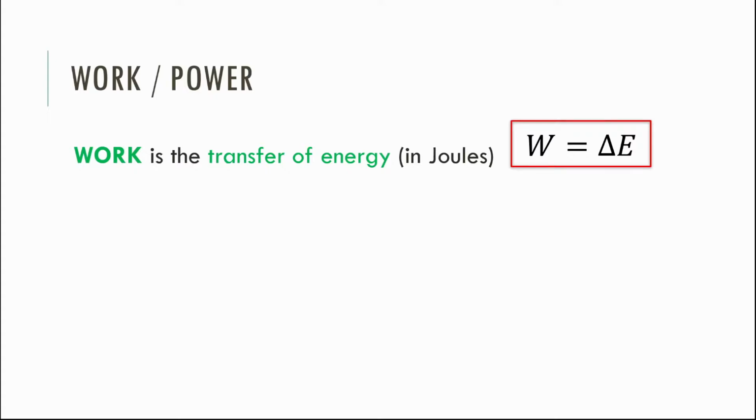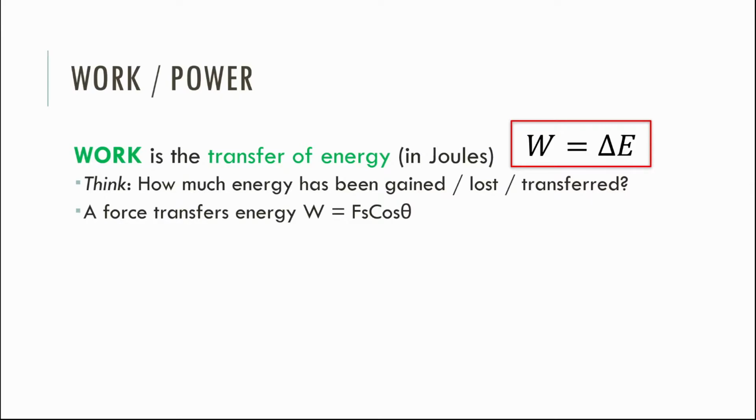Work is delta E. It's the change in energy, how much energy gets added to a system, how much energy is taken away by friction. All of these different scenarios, how much work is done on a piece of copper to heat it up by 3 degrees Celsius, whatever. So work is change in energy. That's the definition. That's the most important thing to think about.